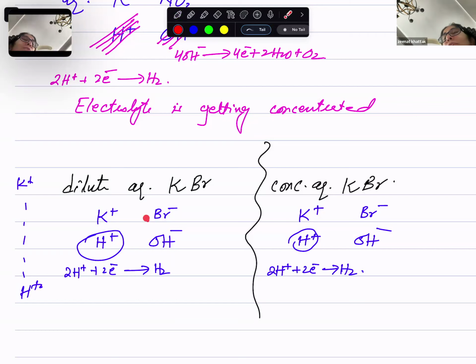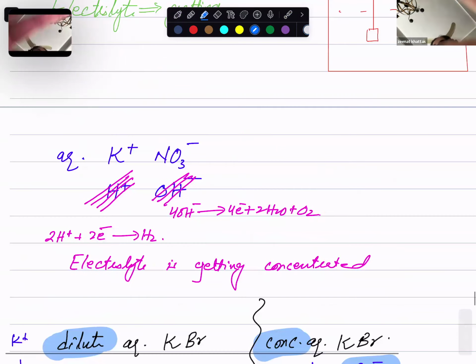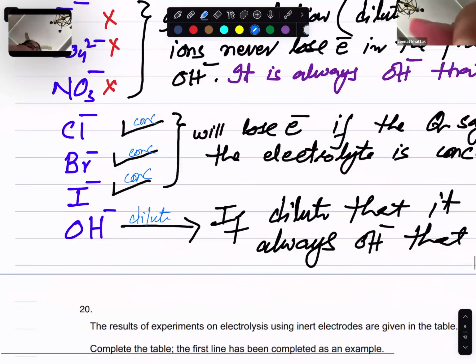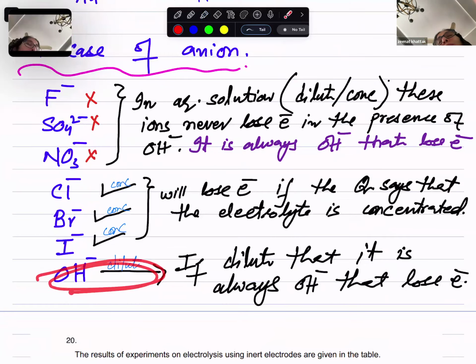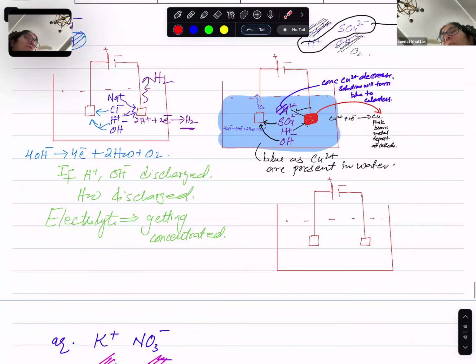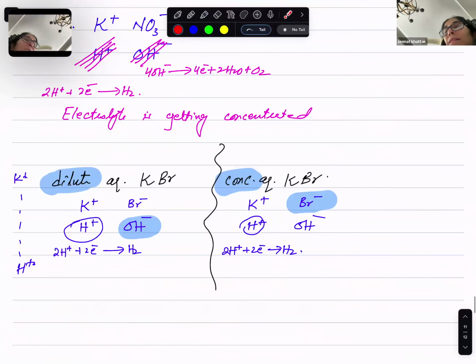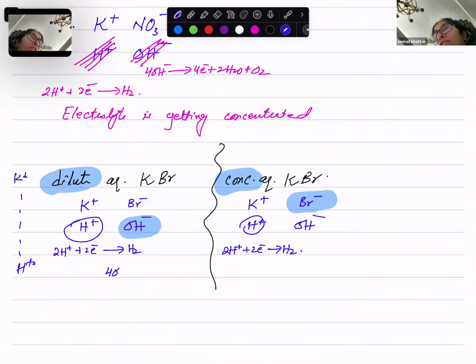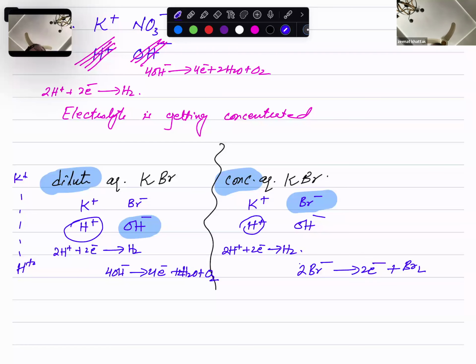Now for bromide and OH, if it is dilute, it's OH. If it is concentrated, it's bromide. If they are available, they will lose electrons. So how will the product be different? In this case, 4OH negative lose 4 electrons to form water and oxygen. In this, 2 bromide lose 2 electrons to form bromine, orange vapors.